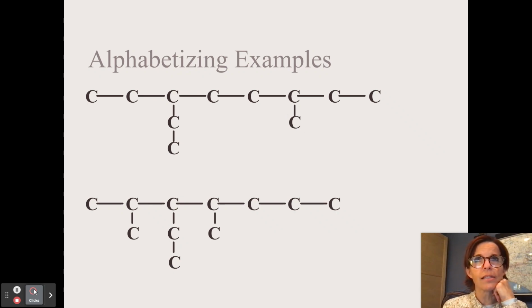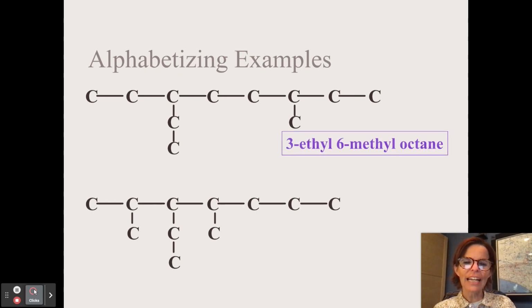So which one's listed first? You have to give me the numbers also. Pause me. Okay, to write this one out, it's going to be 3-ethyl. You have to put the ethyl group first. It's not about the number, it's about the alphabetizing. So 3-ethyl comes first and 6-methyl comes second. And then finally, the whole chain is an octane chain.